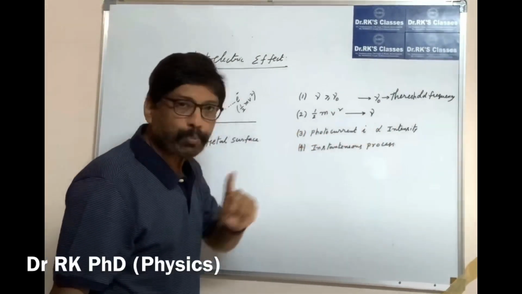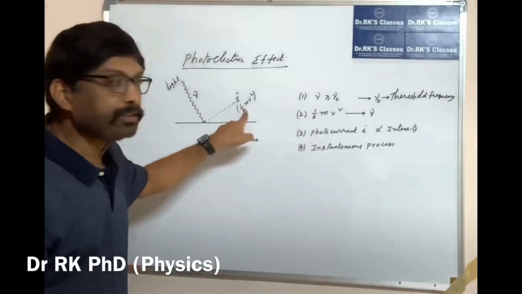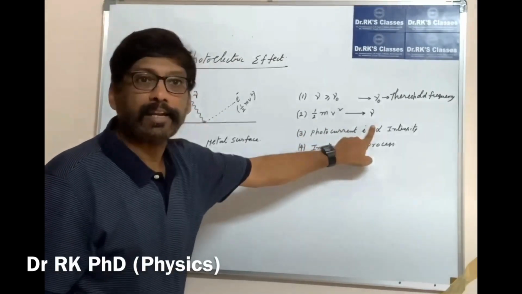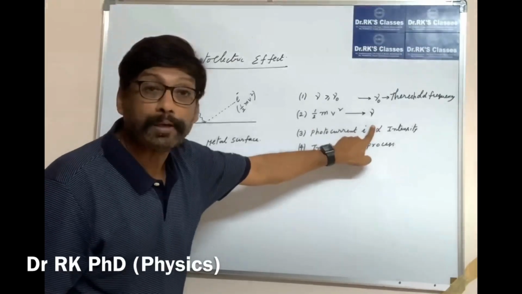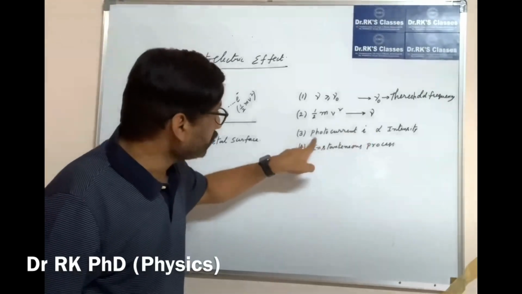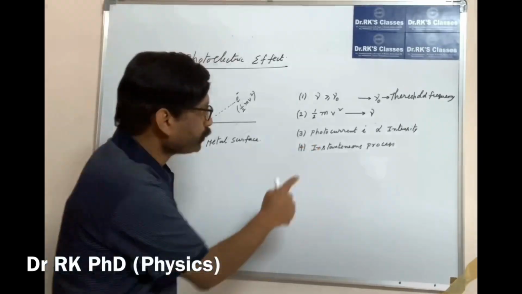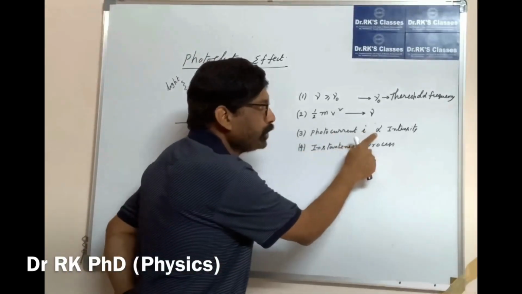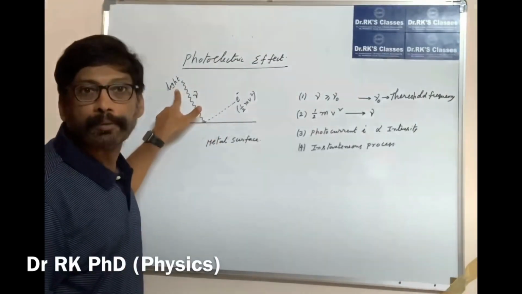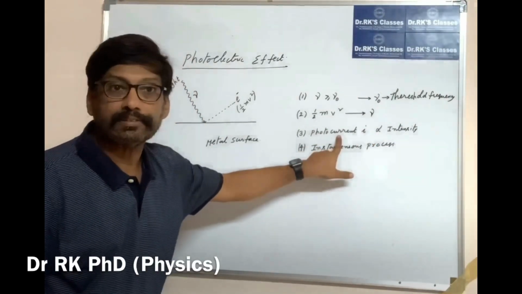The next point is the kinetic energy of the photoelectron. The kinetic energy of the photoelectron depends on the frequency of the incident light and is independent of the intensity of the incident light. The second thing is that the number of photoelectrons emitted per unit time, which you can also refer to as photocurrent, is proportional to the intensity of the incident light. That means if I use a bulb of higher intensity, the number of photoelectrons emitted increases.